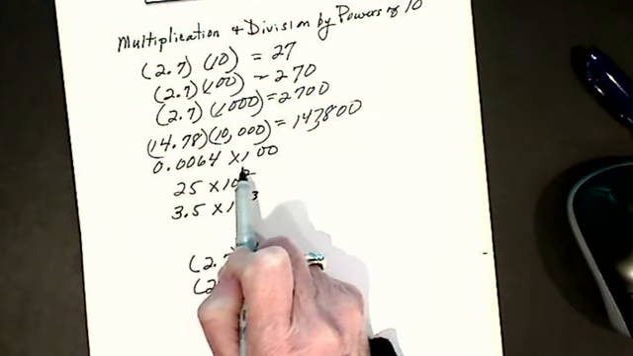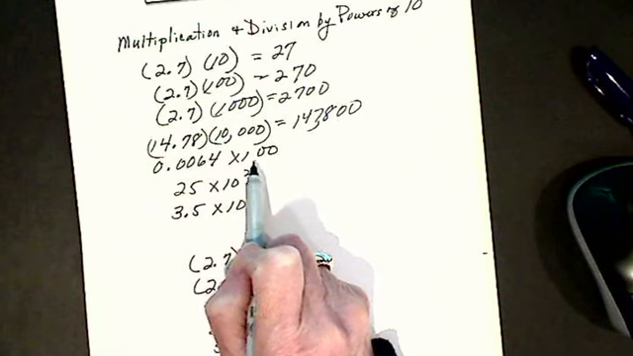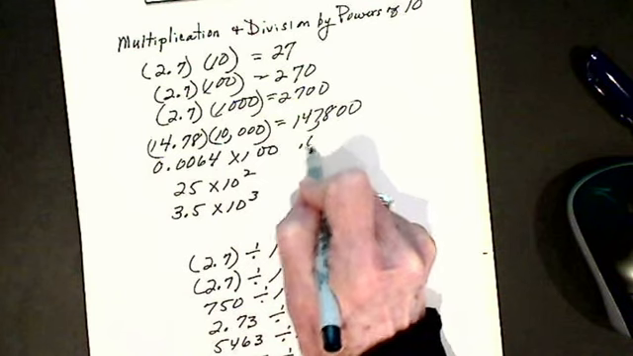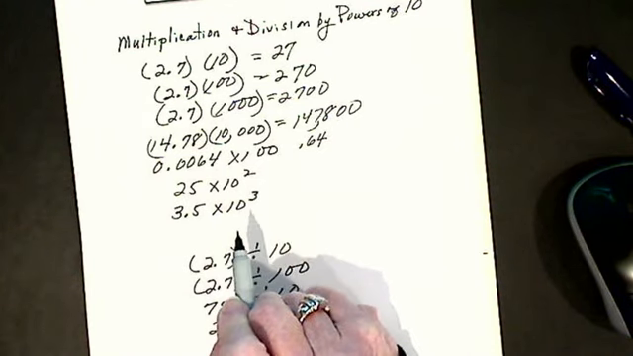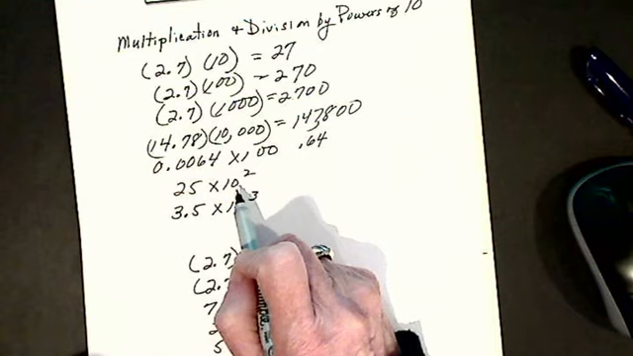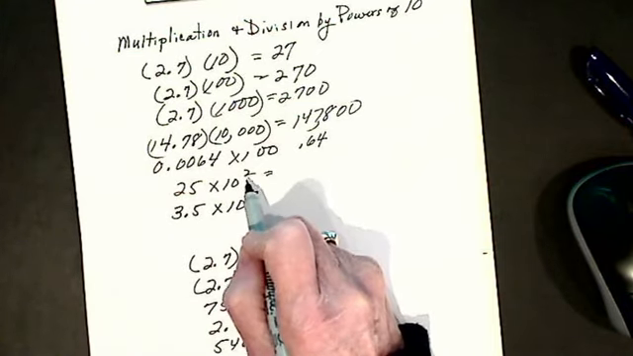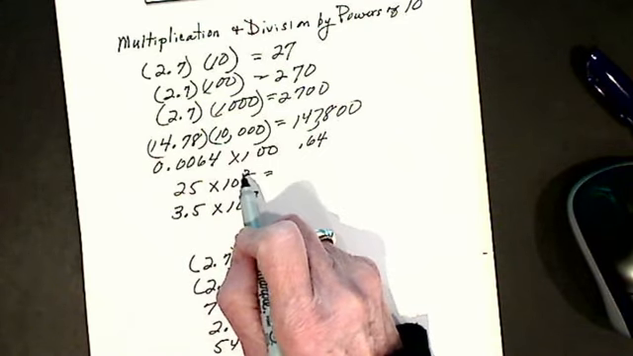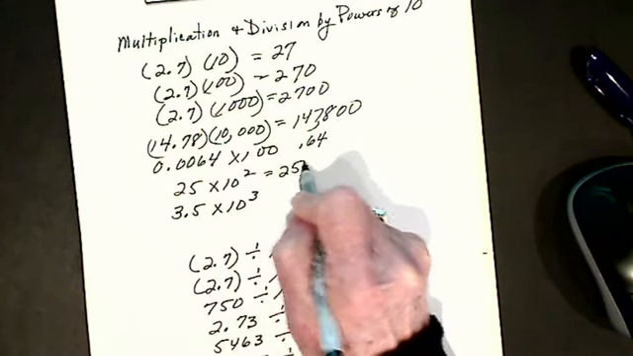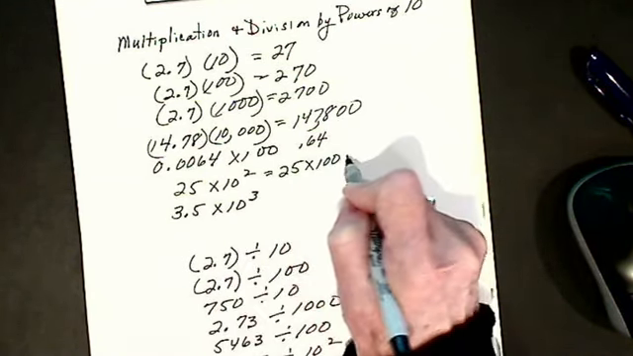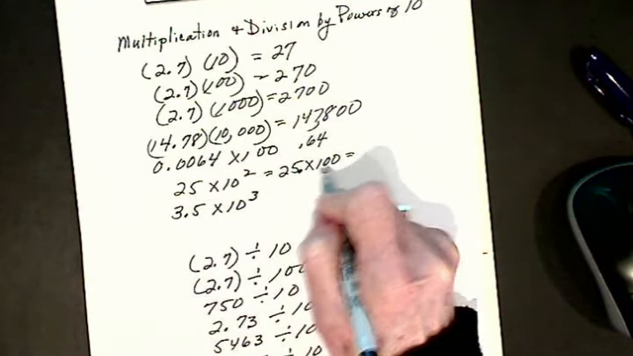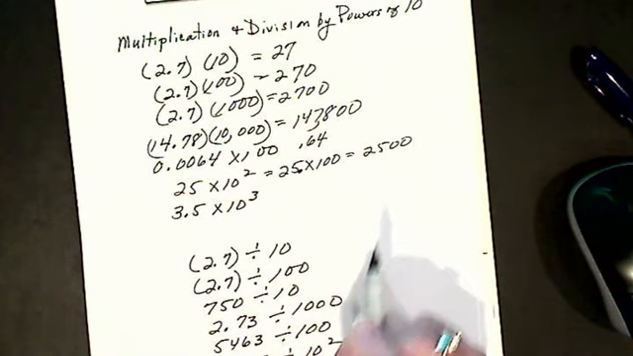If I have this decimal and I want to multiply by 100, I want to move the decimal 2 places to the right. So I get 0.64. I could also write it in exponential form. In other words, I have to know that an exponent tells me how many zeros I have. So 25 times 10 squared is the same as 25 times a 1 with 2 zeros, which is 100. And every whole number has a decimal point at the end. I move it 2, I get 2,500.